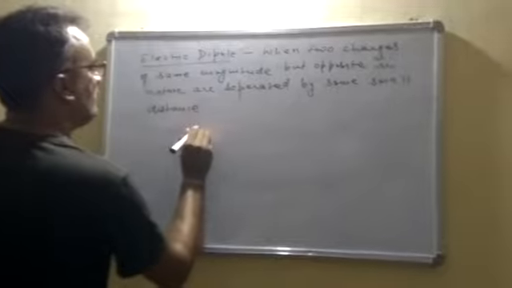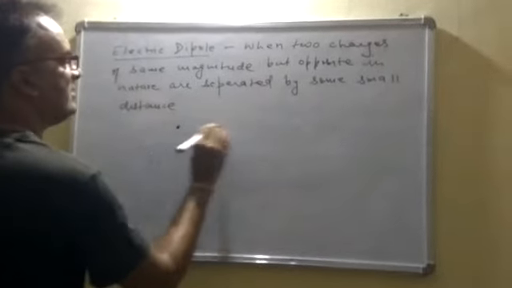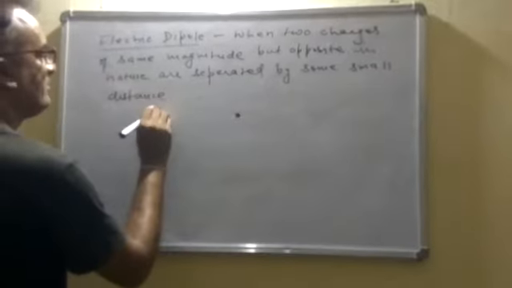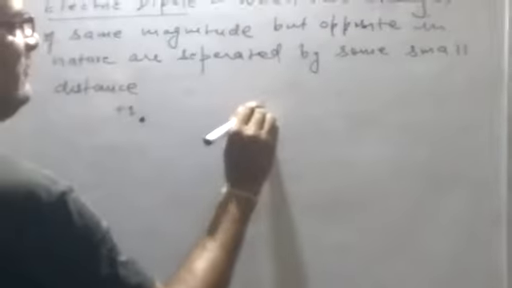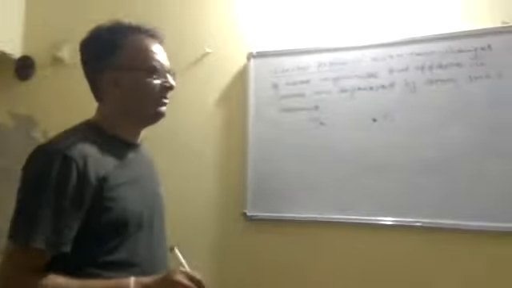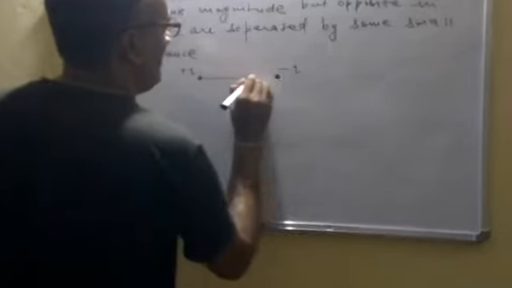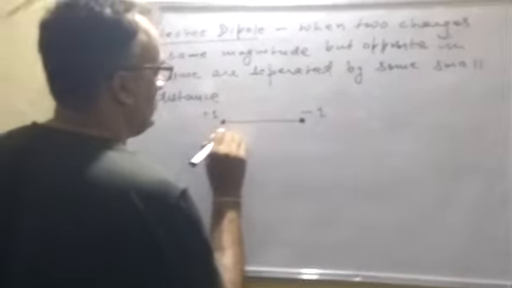See how? Suppose we have two charges. Suppose this is one charge and this is another charge. This is your plus Q charge. It may be of any magnitude, it may be 1 microcoulomb, 2 microcoulomb, 3 microcoulomb. So these two charges are separated by some very small distance. Let this distance be 2a.